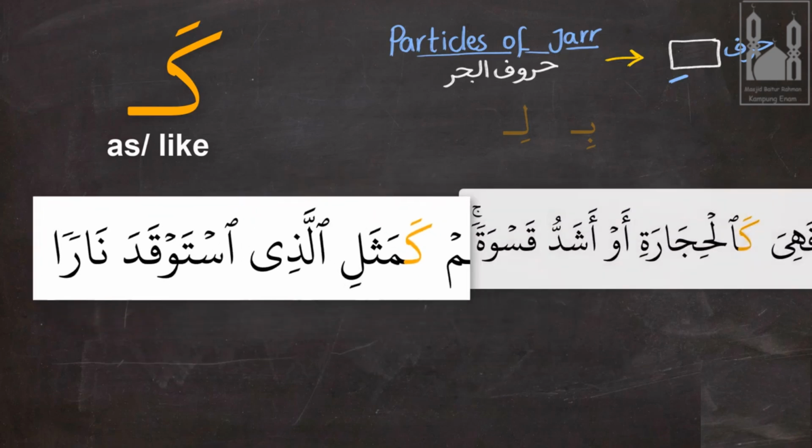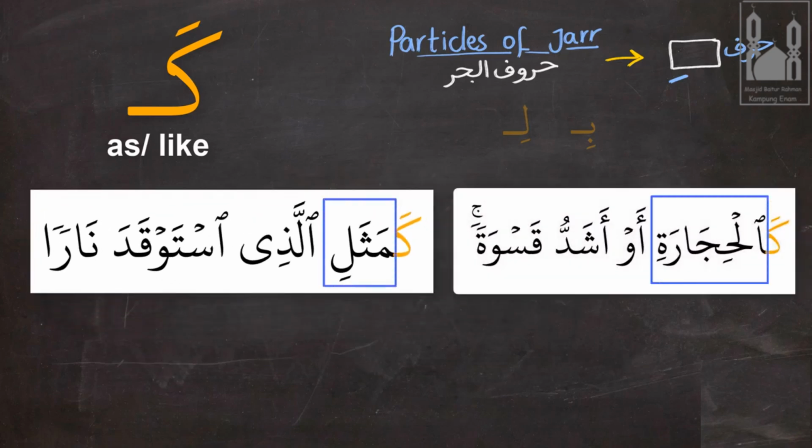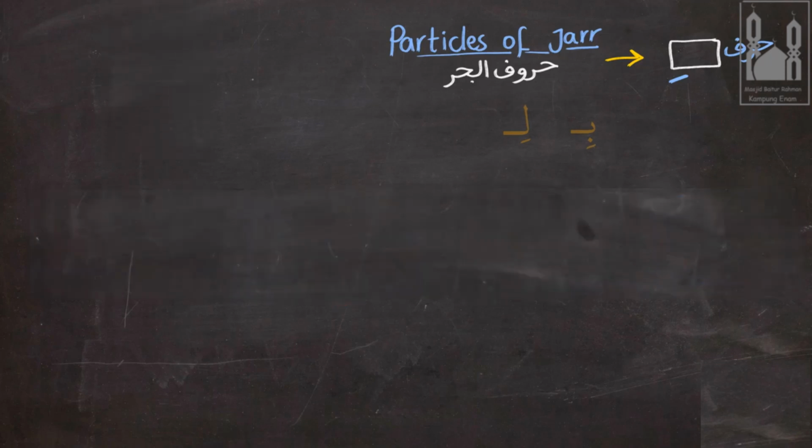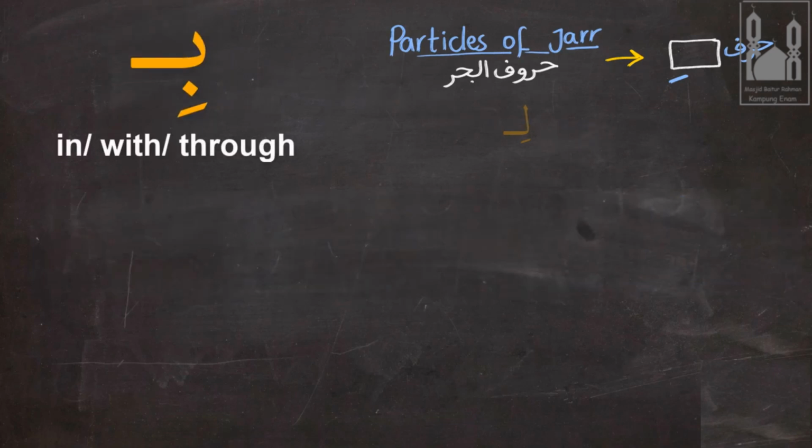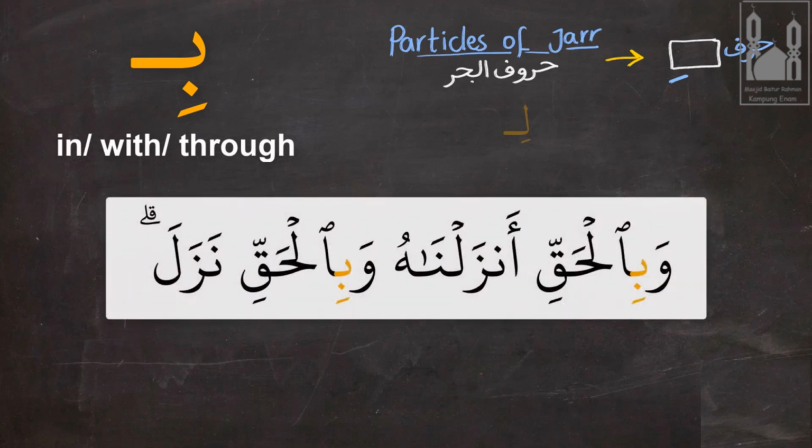Here we also notice that the particle ka is only attached to nouns and causes the noun after them to have kasra. The next one is the particle bi, and this particle means in, with, or through. We see it used like in this example.